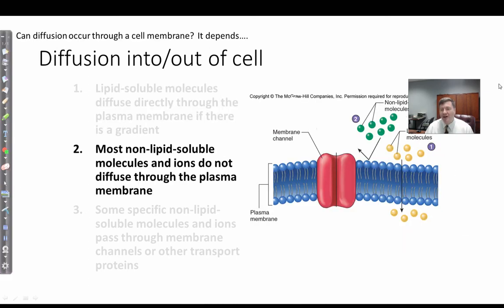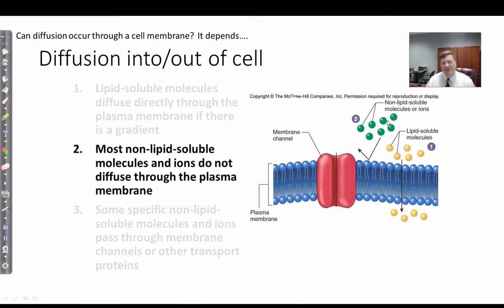What if they are non-lipid soluble? Well, if they're not lipid soluble, they're not going to mix or combine very easily with phospholipids of the cell membrane, so they're not going to pass through. And as we said in class, this gets to the idea that the cell membrane is selectively permeable.